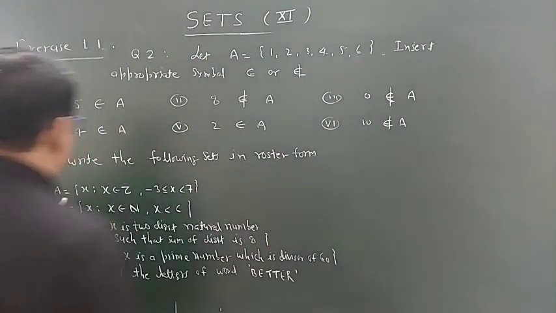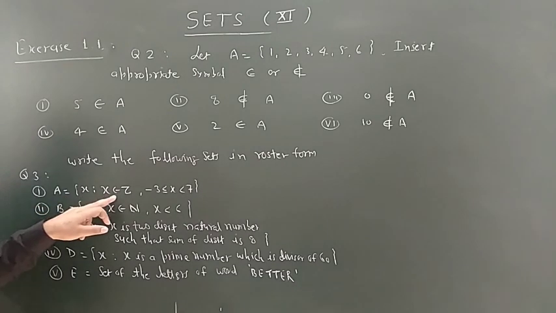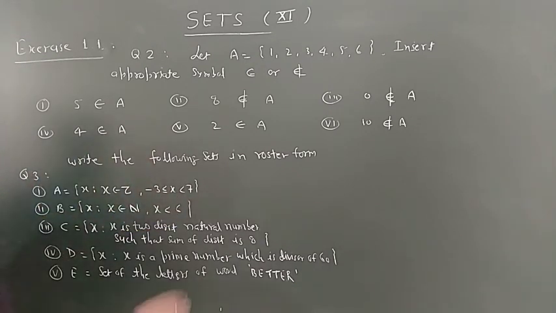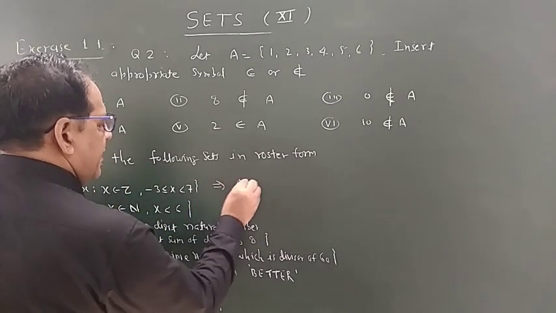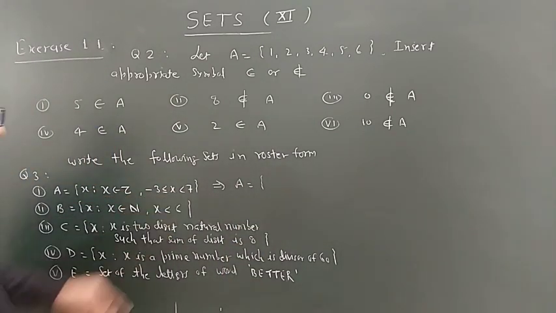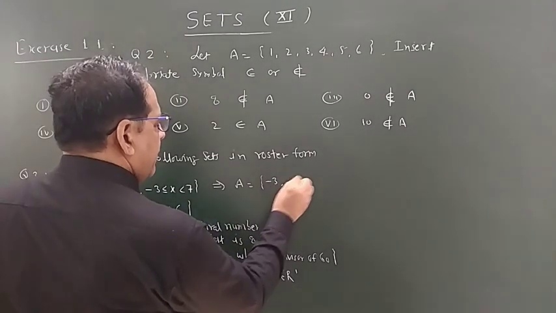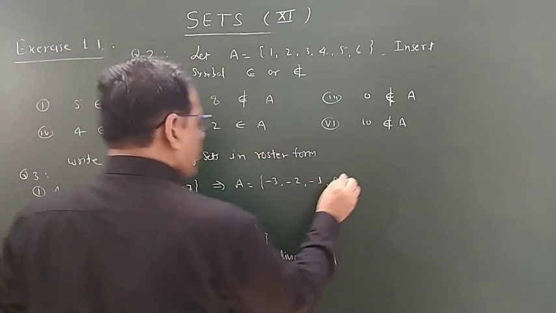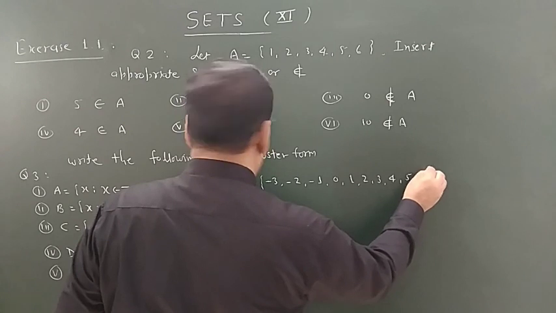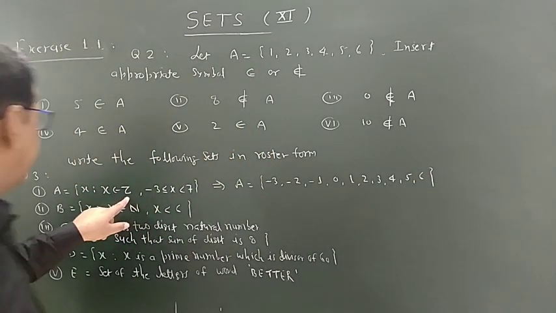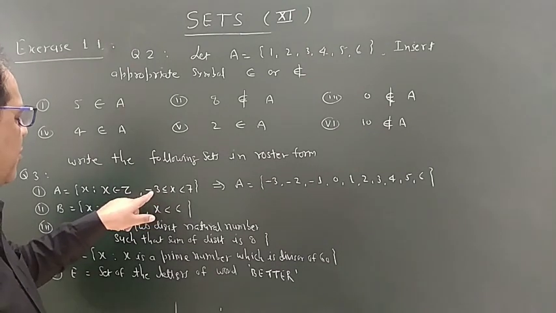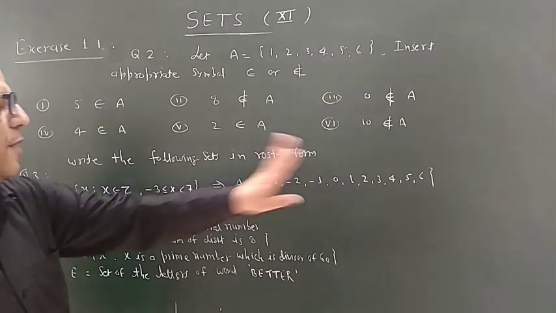So the first part of this question is A equal to X, X belongs to Z, minus 3 less than or equal to X less than 7. So here is the way of writing in tabular or roster form. These are the integers from minus 3 to 7. So start with minus 3, minus 2, minus 1, 0, 1, 2, 3, 4, 5, 6. Because X is an integer and less than 7, but X is greater than or equal to minus 3. So all the numbers start with minus 3 and end with 6.